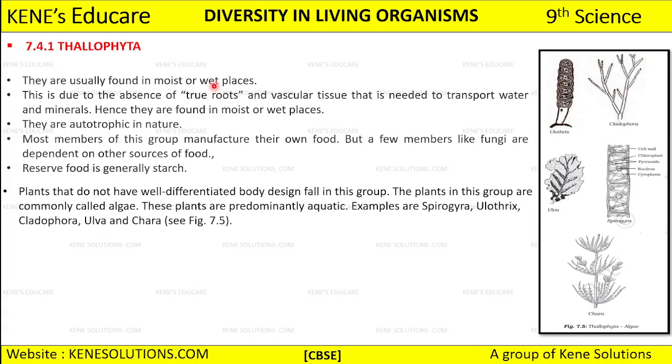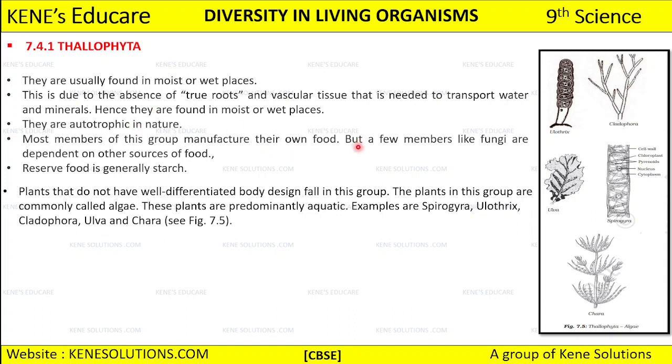Okay, now all the organisms that come under the thallophyta division are autotrophic in nature. Where do they live? They live in moist and wet places, and they are autotrophic in nature. Autotrophic means what? They make their own food. Most members of this thallophyta group manufacture their own food, and that is why they are autotrophic in nature.